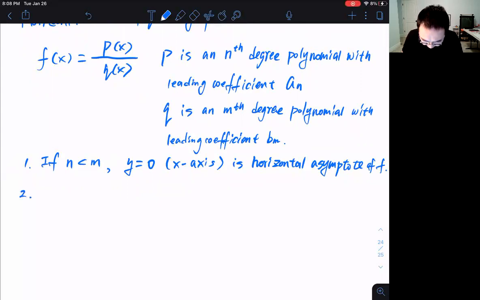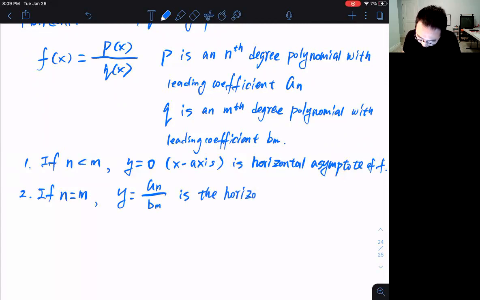Second, if n equals m, so the highest power of x is the same in your numerator and your denominator, then the horizontal line y equals a of n divided by b of m, the ratio of the leading coefficients, is the horizontal asymptote of f. So this becomes the line that f of x will always get close to but never reach.